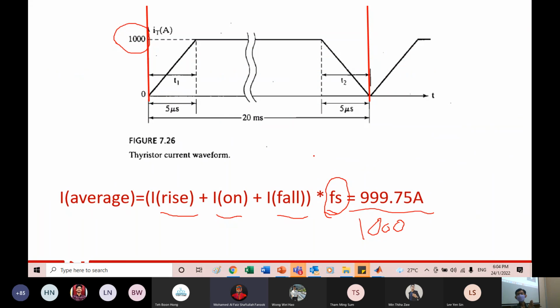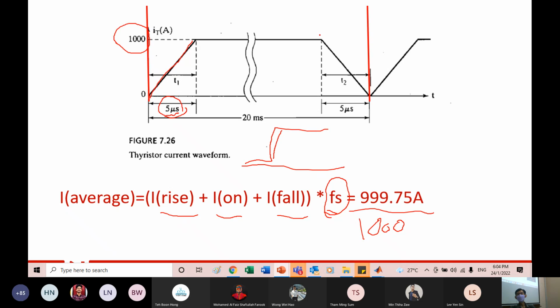Sir, can you repeat again the rise time and the fall time? I didn't get it, sir. The rise time is the moment the thyristor turns on, right? From here to here, it requires some time, which is 5 microseconds. It does not just turn on straight like that. It takes some time to turn on, right? So this is the rise time.